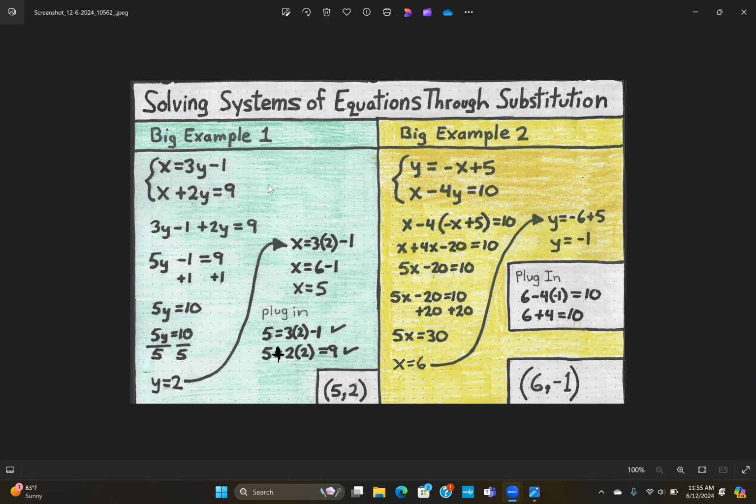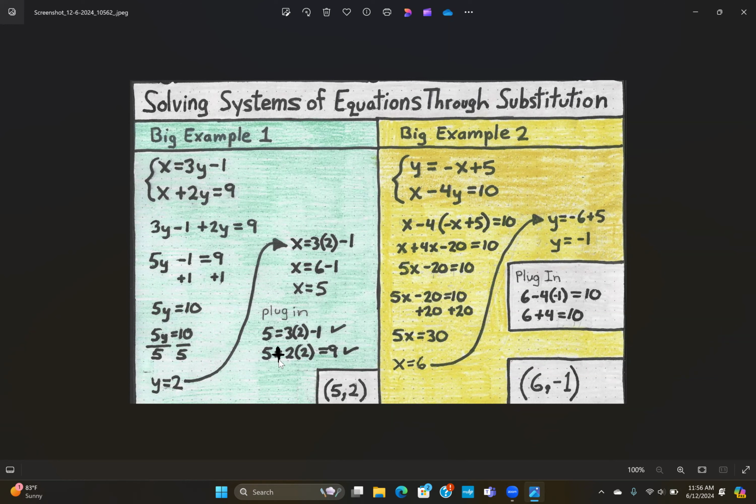Now I choose the top one, in which we're going to have x is equal to 3 times 2 minus 1. We know that 3 times 2 is 6. Subtract 1, and x is 5. Wonderful. So we have it. But just to make sure, let's plug it in, because we know that 5 is equal to 3 times 2 minus 1. That's good.